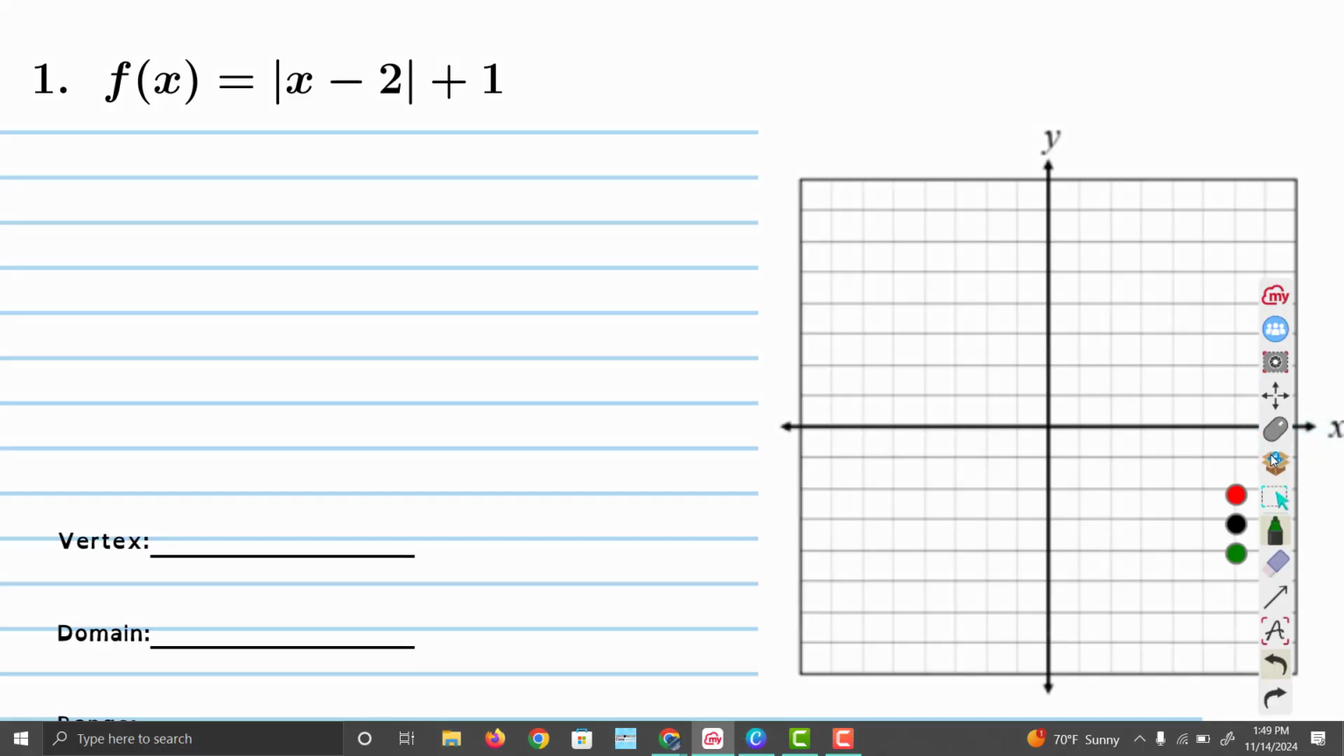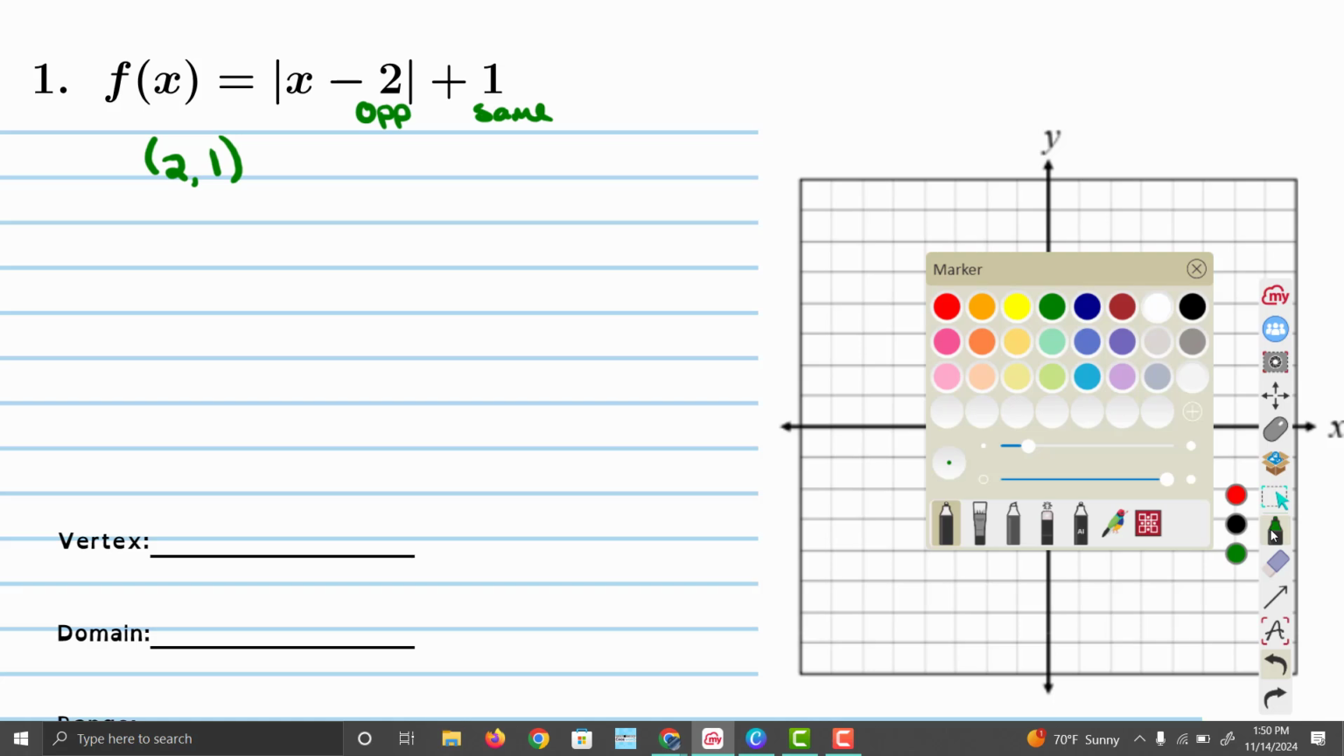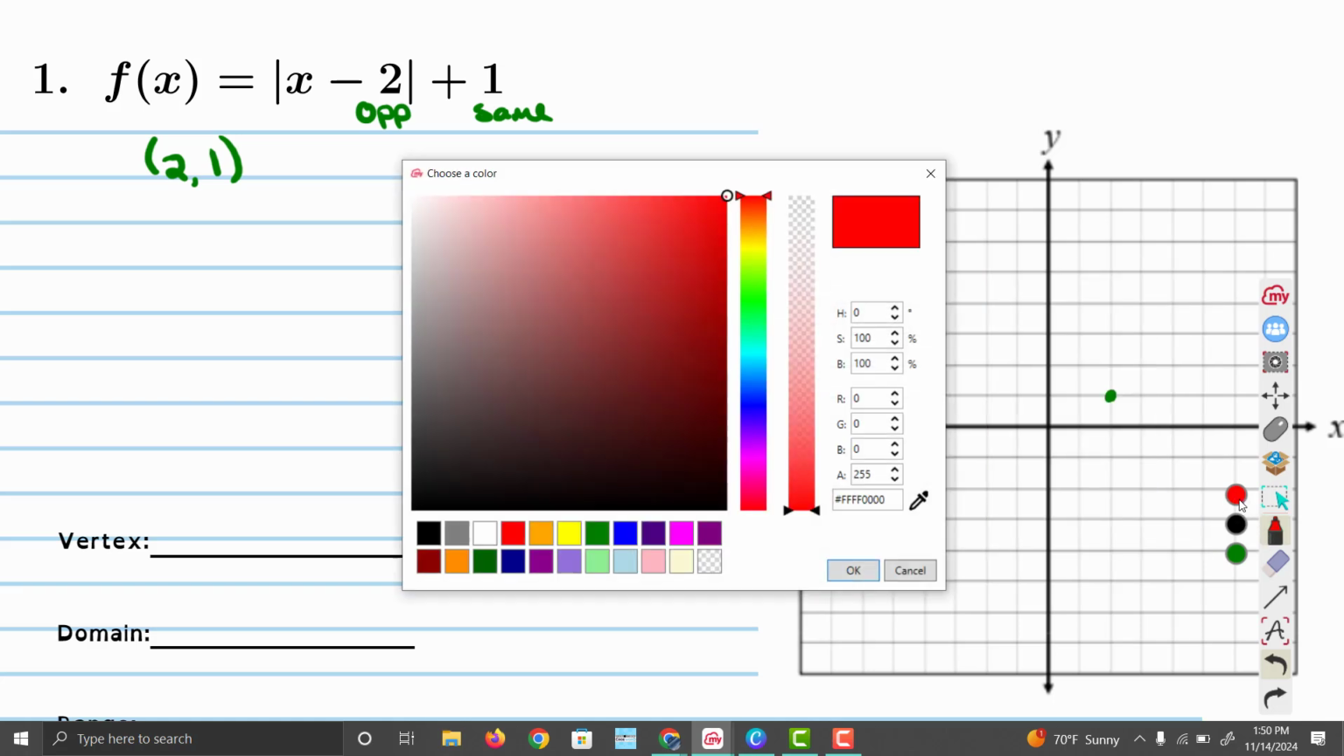So always when you're starting off with these, you want to start off by finding your vertex first every single time. So when we find our vertex, we do opposite inside, same outside. And so the opposite inside is going to give me 2, 1. So I come over to 2, go up to 1, that's where my vertex is. Now I'm going to move from there with my absolute value.